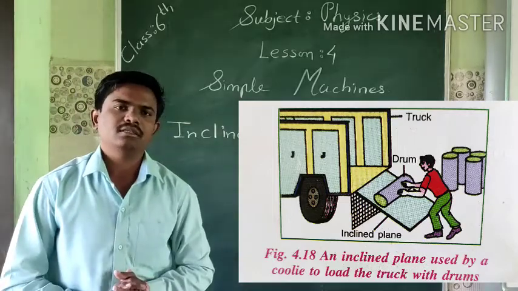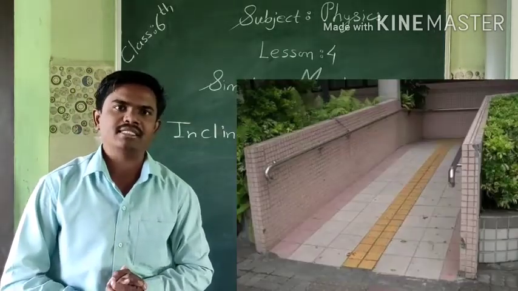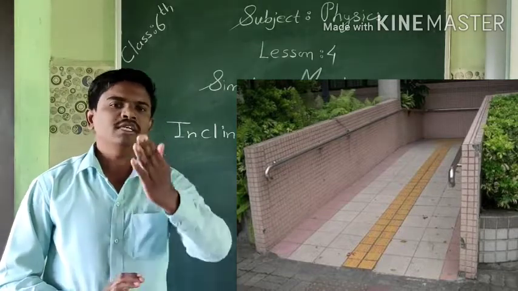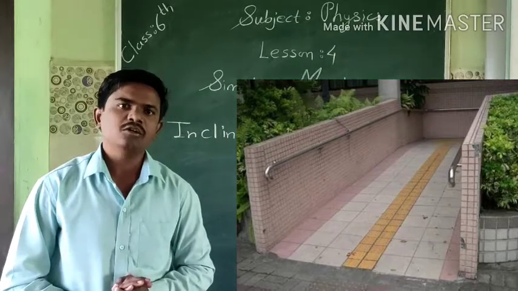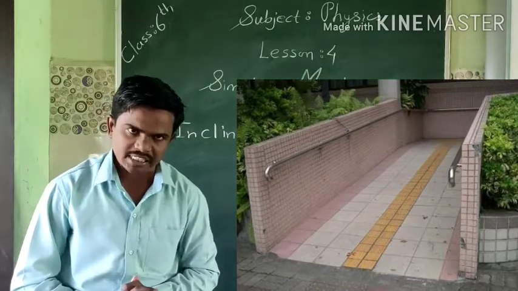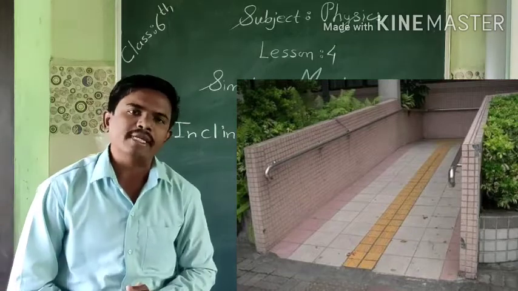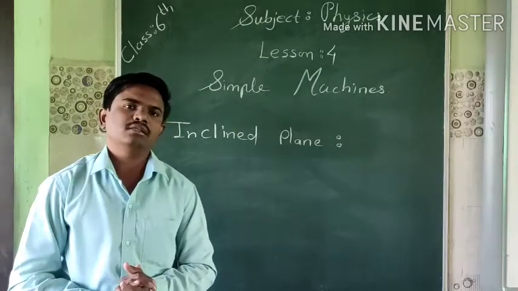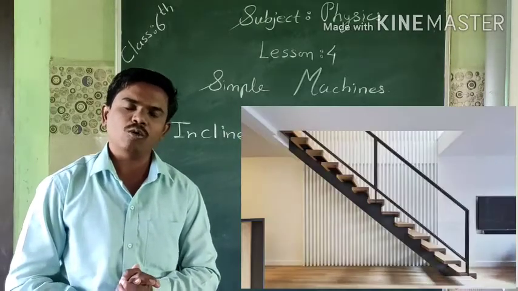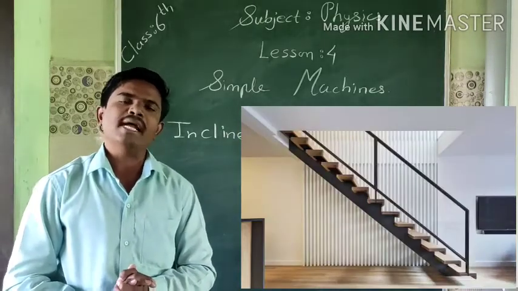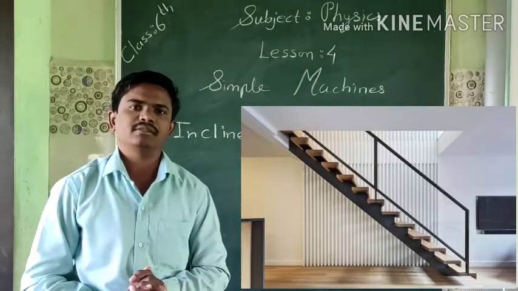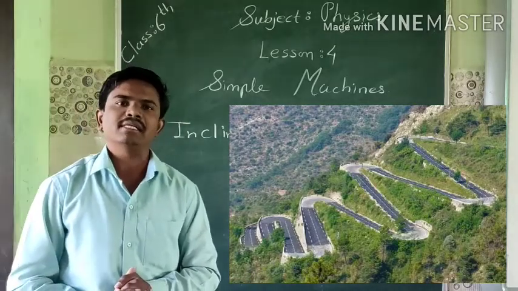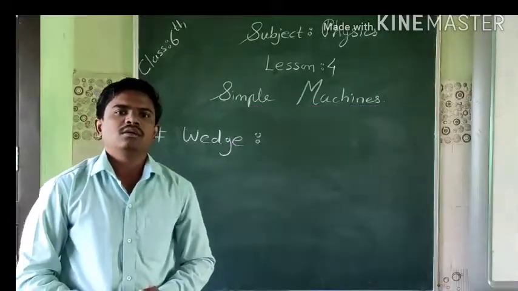Another example, hospitals and big buildings are provided with ramps which help the nurses to move the patient on a stretcher or to carry heavy equipment. Another example, the staircase in our house is also made as an inclined plane. Another example, the road on a hill is made inclined.